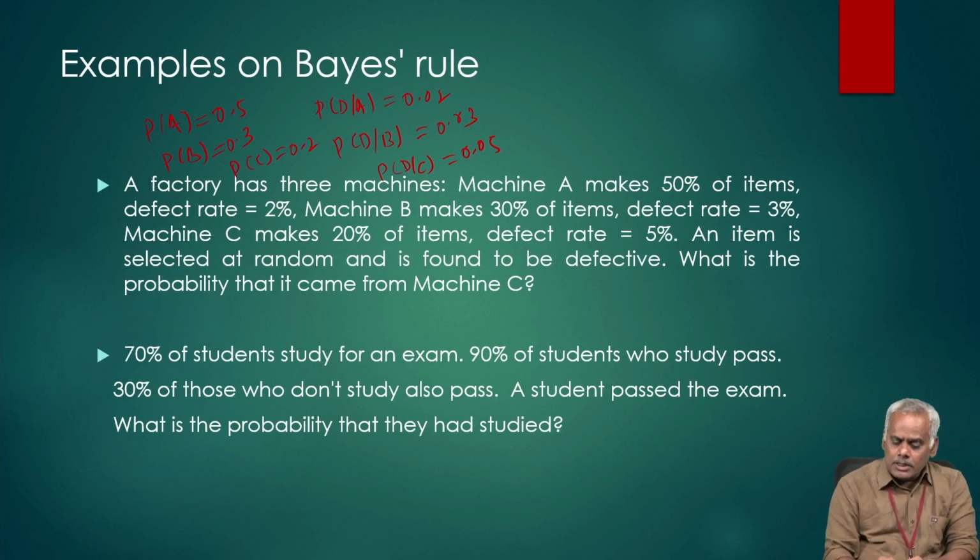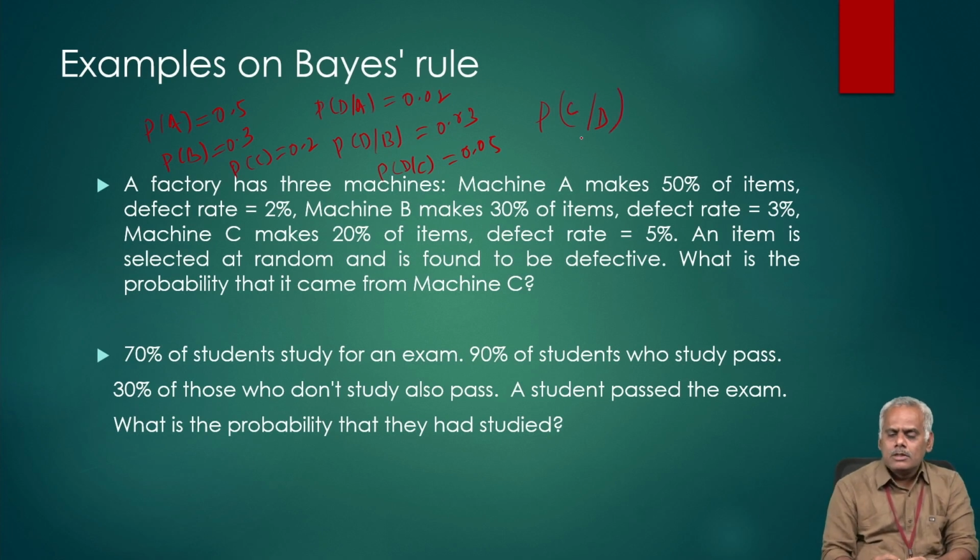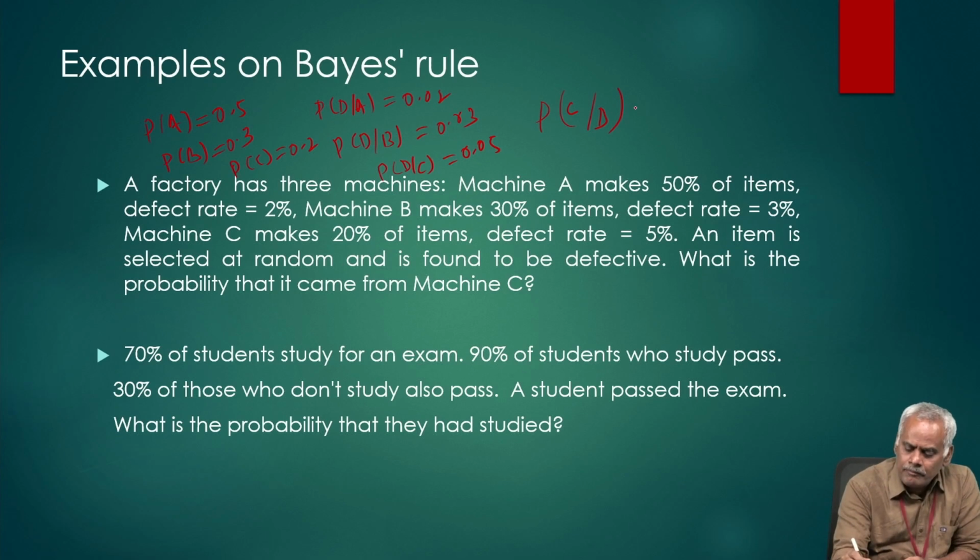So an item is selected at random and is found to be defective. What is the probability that it comes from machine C? So probability of C given D. Now to find this probability, use Bayes' theorem. So what is Bayes' theorem?